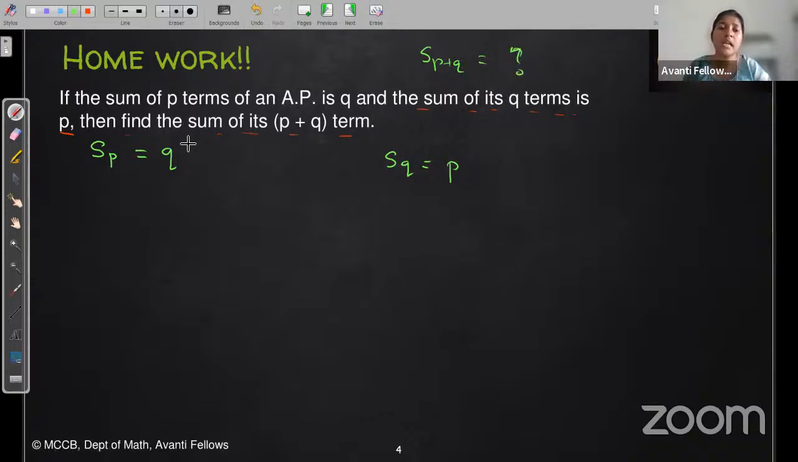Now, tell me, what is the sum of the first n terms? Answer me in the chat box. What is the sum of the first n terms? Quickly.